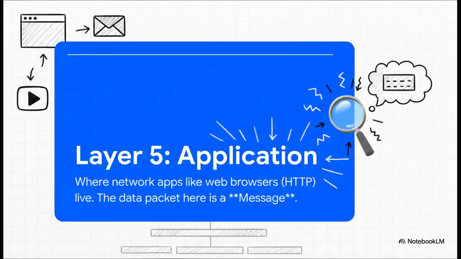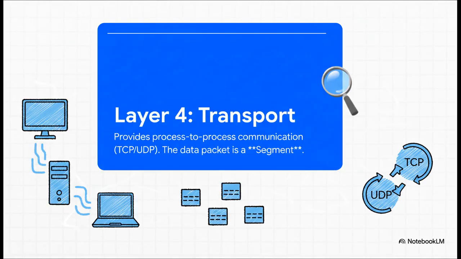All right, way up at the top, layer 5, we've got the application layer. This is the one you actually see and touch. It's where your web browser lives, your email, your streaming apps, all the stuff we interact with directly. And the packet of data at this layer has a simple name. It's called a message. So your browser makes a message.